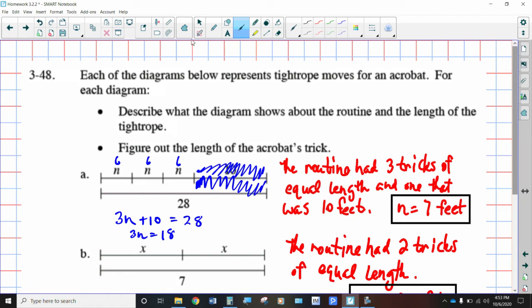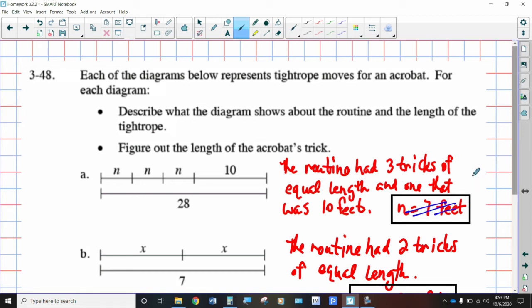What? Wait, hold on. I am so confused here. Why do I say 7? Shouldn't that be 6? I think I made a mistake there. I'm crossing that out. The answer is supposed to be 6 feet. Each one of those is 6 feet.